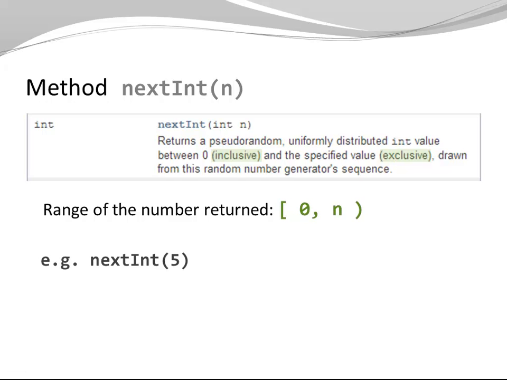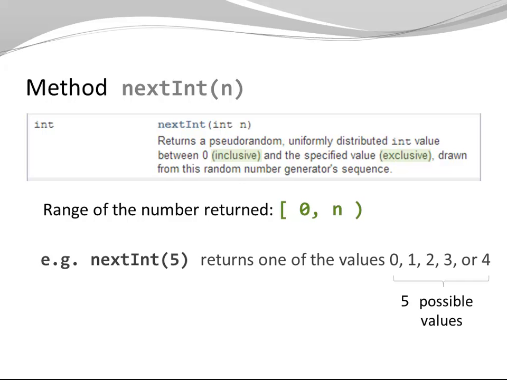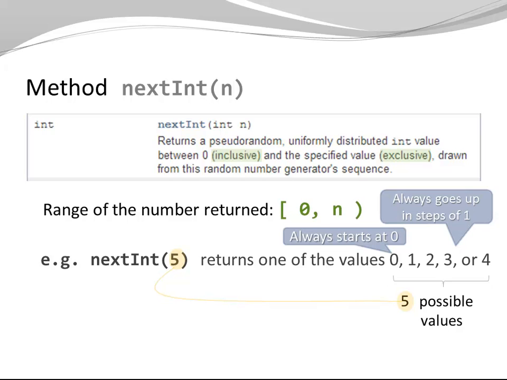Let's look at an example. Let's say we call nextInt with 5. That would return one of the values 0, 1, 2, 3, or 4. 5 possible values. 5 was the argument we passed to nextInt. When we list all the possible values in order, it always starts at 0 and it always goes up in steps of 1.